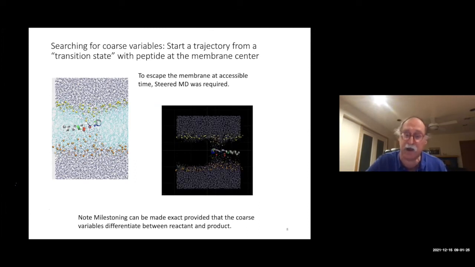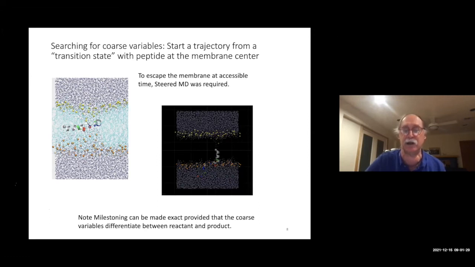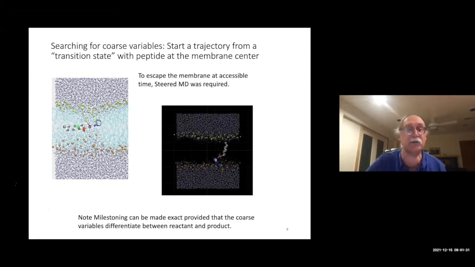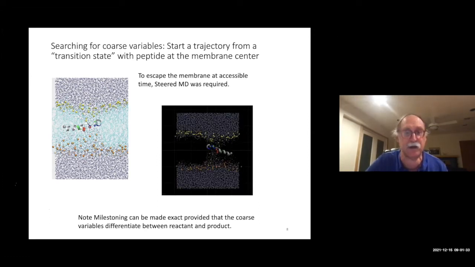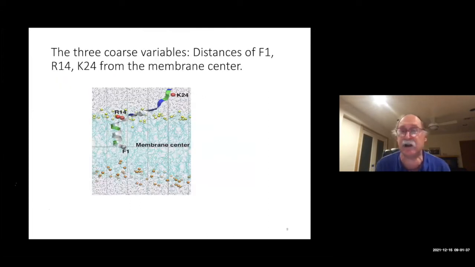So as long as we have reasonable collective variables, which we extract with the help of SMD, we can do the milestoning without any further bias. The collective variables that we settled on are essentially three distances to the membrane center. This is the distance of the leading amino acid, phenylalanine number 1, to the center, and arginine 14, which is at the end of the hydrophobic helix that we see in here.